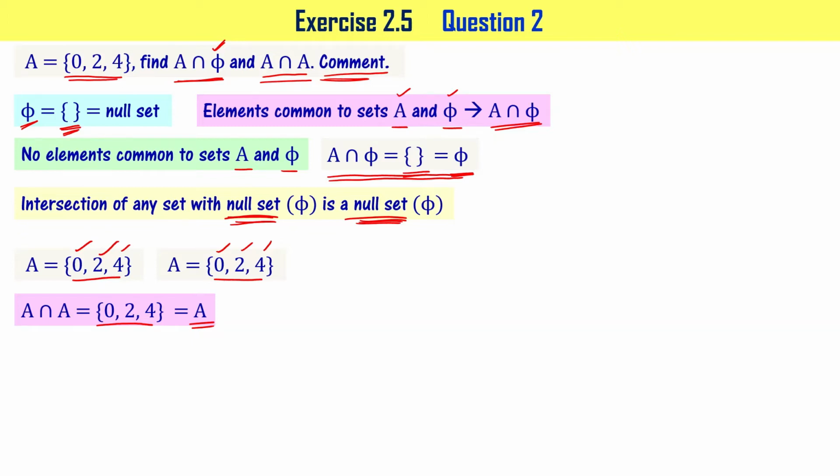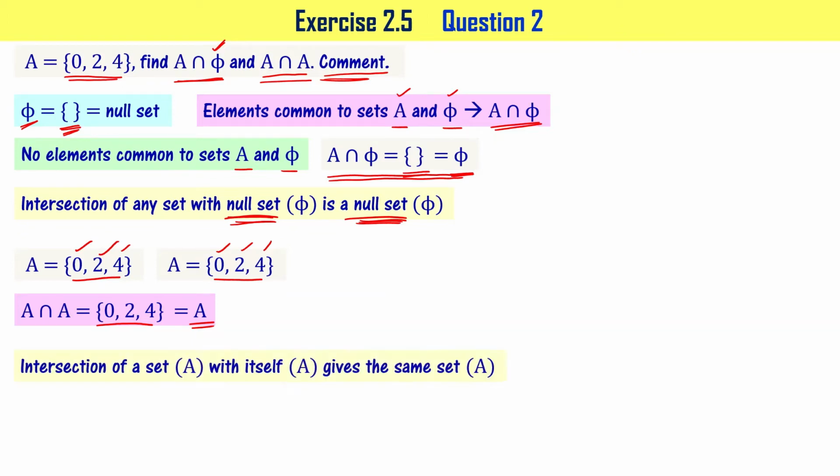Now, based on this, what you can say is intersection of a set with itself gives the same set. Intersection of A with A gave me A. If I take B intersection B, it is going to be B. If I take C intersection C, it is going to be C. That's what it means. Intersection of a set with itself gives the same set.